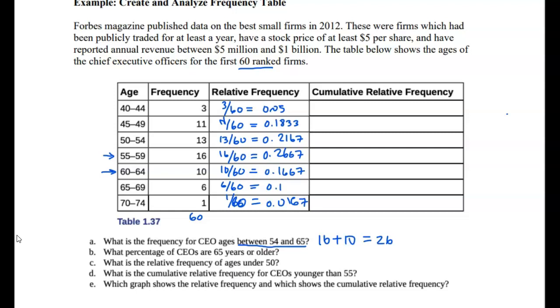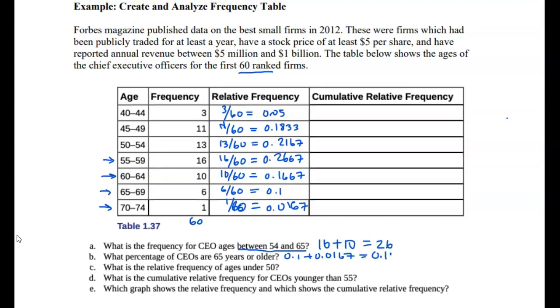Right, and this helps you figure out percentages. So when it says what percentage of CEOs are 65 and older, those are going to be in the last two rows. So they're 10% in 65 to 69 and about 1.7% in 70 to 74. So if I add 0.1 plus 0.0167, we get 0.1167, and turn this into a percentage. This is 11.67%.